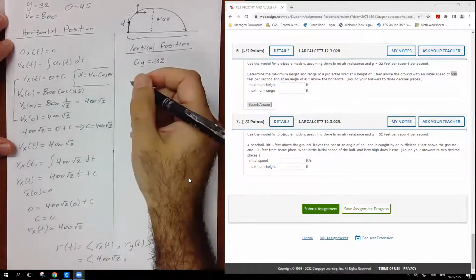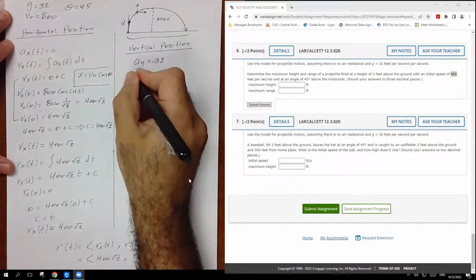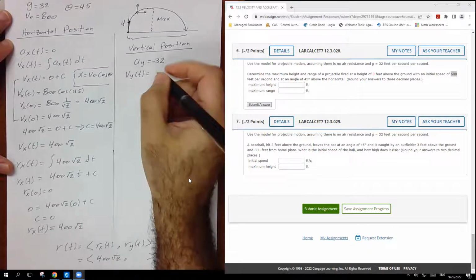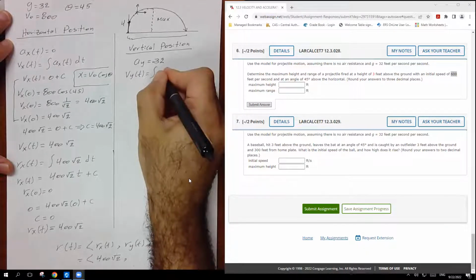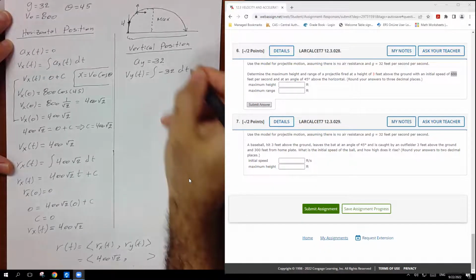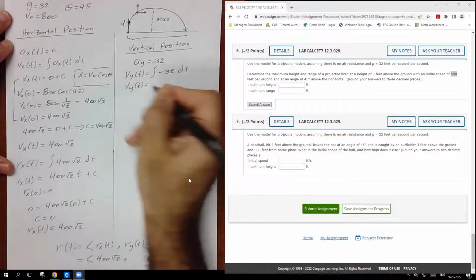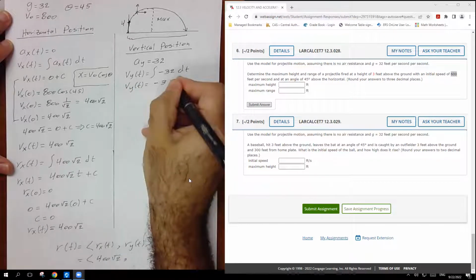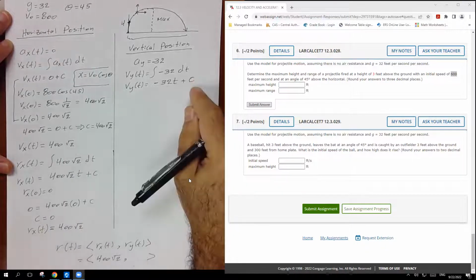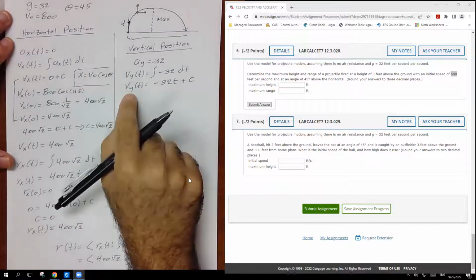So now what I have to do is take the integral for both sides. That means v sub y with respect to t is going to be the integral of negative 32 dt. That means v sub y with respect to t equals negative 32t plus c. Now I need to find this c so I can find the velocity with respect to y.